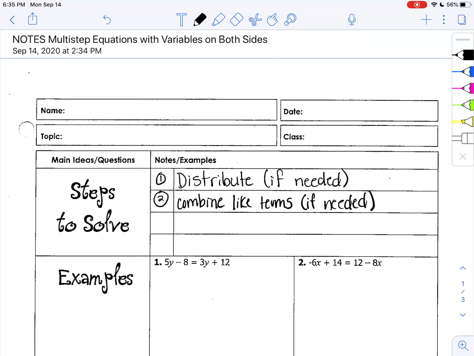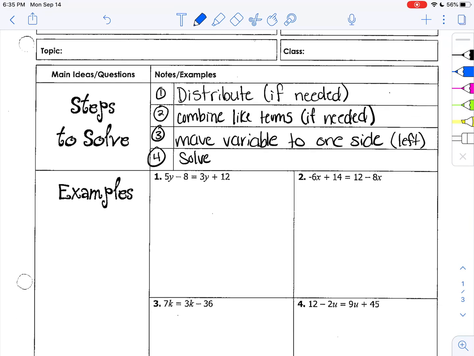This next step is a different step than we've previously discussed since we have variables on both sides. Step 3 is to move the variables to one side. And it doesn't matter which side we move the variable to, but typically students like to see the variable on the left side. So that's how we'll be working these problems today. After all three steps are done, you now have a two-step equation that you can solve. Let's take a look at some examples.